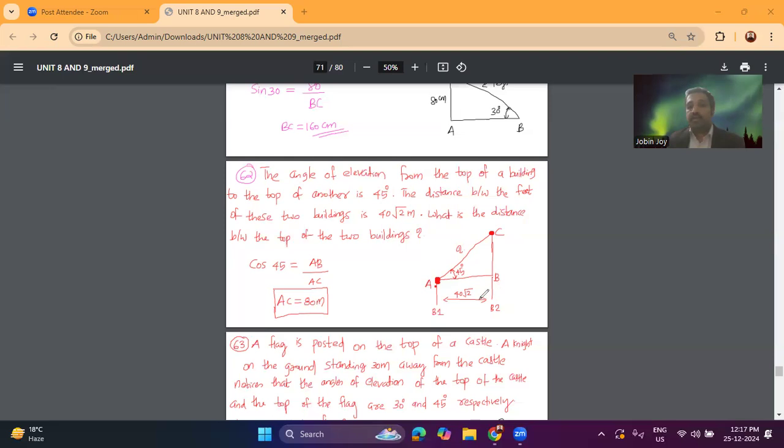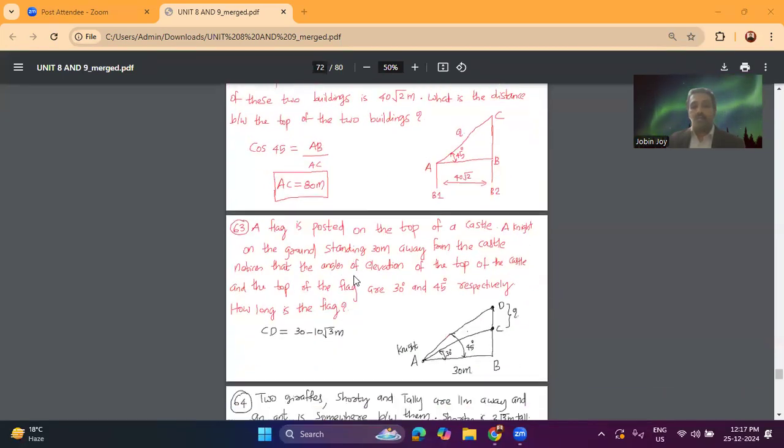The relation between adjacent side and hypotenuse is cos. So cos 45 is equal to adjacent side divided by hypotenuse, so 40 root 2 divided by hypotenuse. After solving this, you will get AC. The distance between the tops of the two buildings is 80 meters.